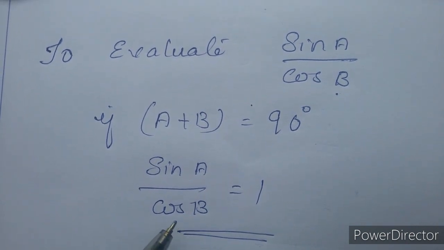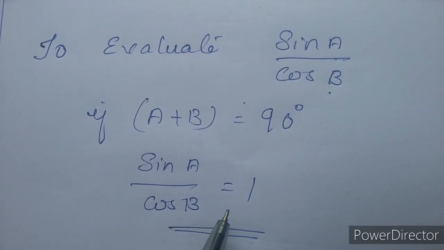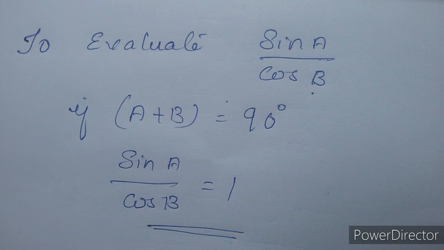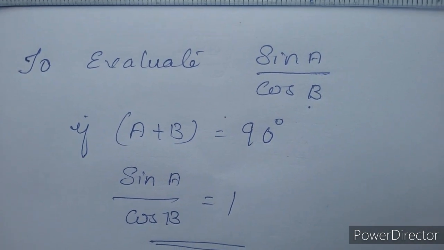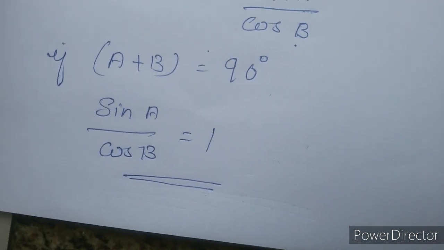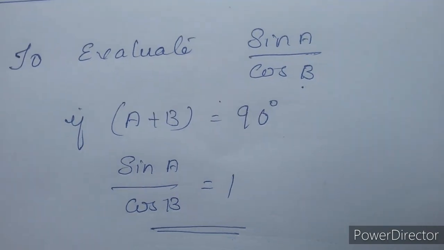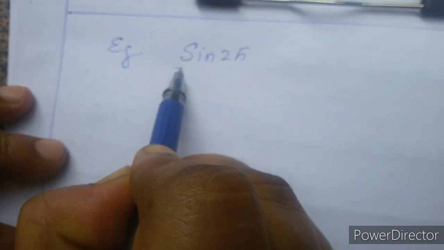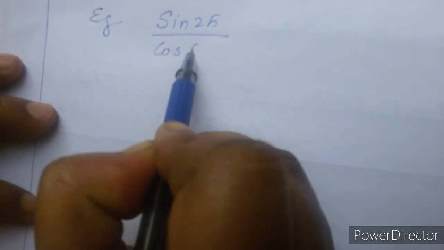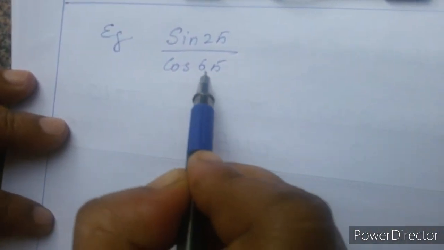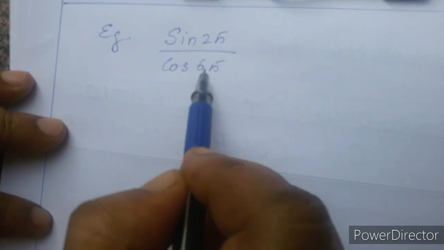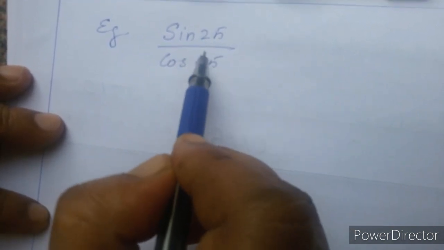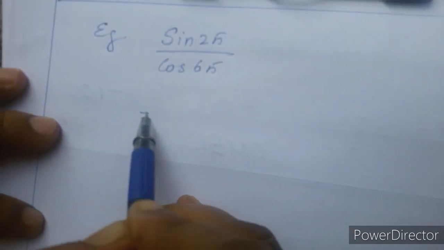This is a very useful tip for solving exercise 8.3 question number 1 model. This is a 1 mark question. I am going to show you one example. Sin 25 by cos 65. We know 25 plus 65 is equal to 90 degrees. So this answer will be 1. How are we getting 1?